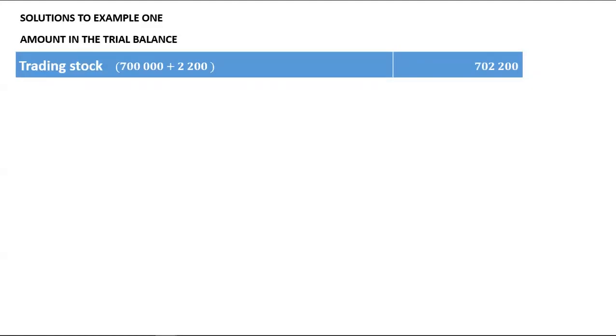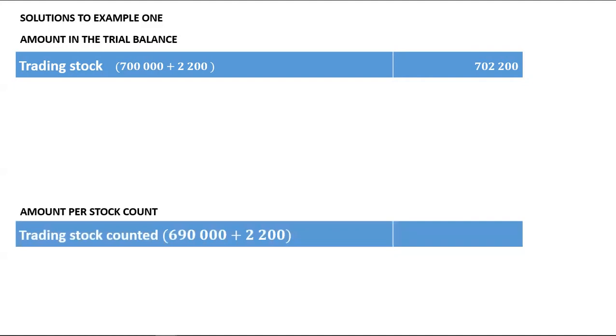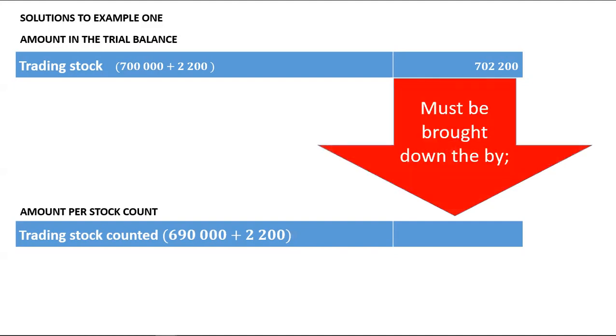702,200. And as per stock count, our stock will need to be adjusted as well. It will be 690,000 plus 2,200. And you will realize in this case, the stock count amount will simply be way less than what we have in the trial balance. So what we have in the trial balance will have to be adjusted down. We are simply going to adjust it down by 10,000.